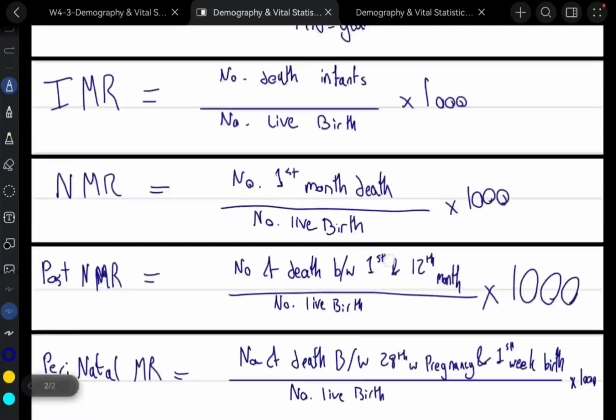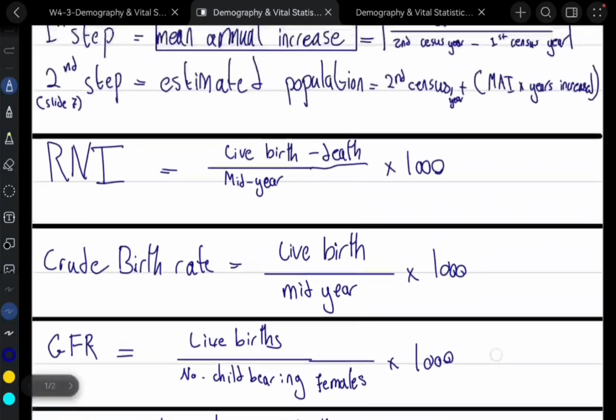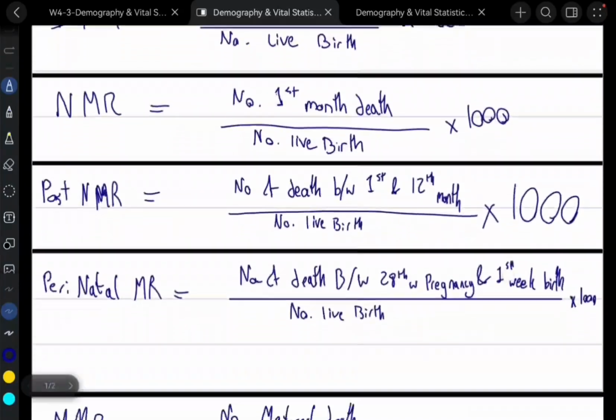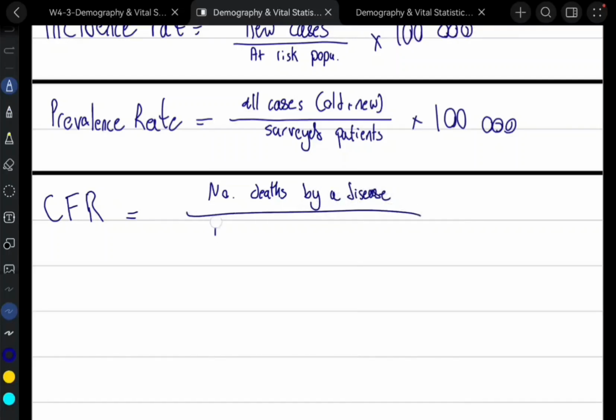Do we have any other CFRs? We have GFR. Nice. Okay. So CFR, we agreed, is the number of deaths by a disease over number of cases reported times 100.